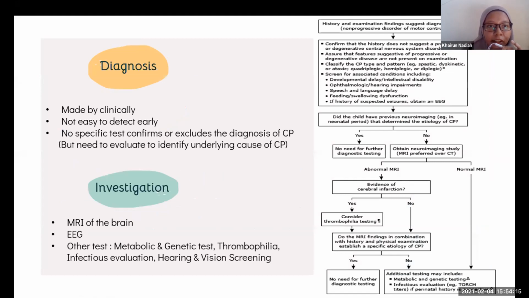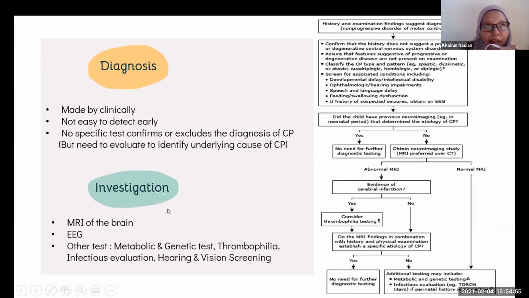So investigation and diagnosis. It is made clinically. It is based on the history and examination just now, and it is not easy to detect early. And there's no specific test to confirm or exclude the diagnosis of CP, but we need to evaluate to identify the underlying cause of CP. So from the history, we need to confirm to exclude any progressive or degenerative central nervous system disorder. We need to classify the CP type, and then we need to screen for any cerebral palsy complication, and then we move to the MRI.